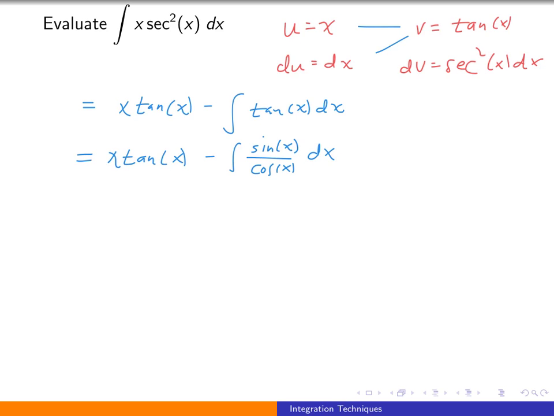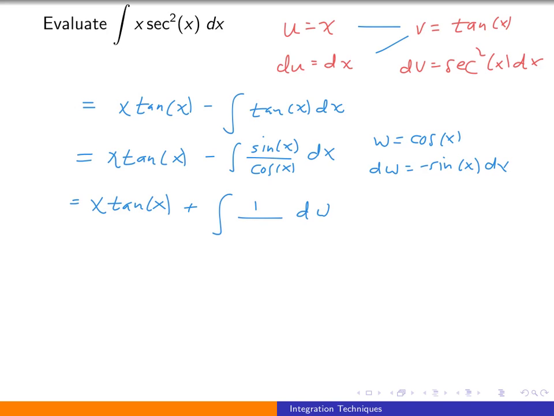And the u substitution that would be appropriate here is to let u be what's inside some other function. So I'm going to say w is equal to cosine x, so that dw is minus sine x dx. So we have the x tangent x portion. And then go ahead and think of this minus sign as being inside the integral, so that in the numerator we have minus sine x dx, which is going to be our dw, and we're dividing by cosine x, which is w.